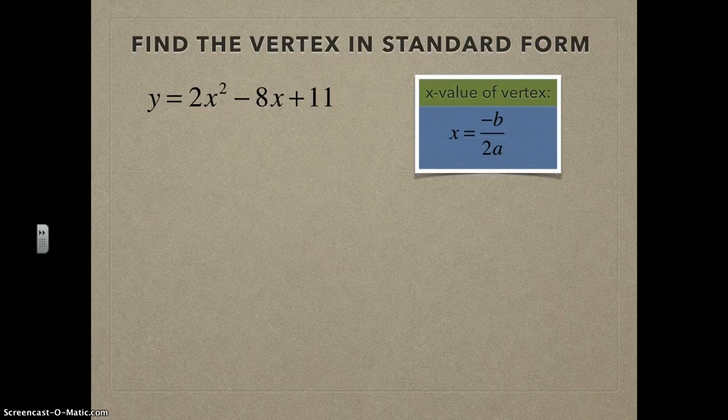And the c value is 11, although we don't really need the c value to find the vertex. Over on the right-hand side, you see that formula for the x value of the vertex there. So I'm going to take that formula, and I'm going to just plug in my b value and my a value. So that negative 8 and 2, and here it comes.